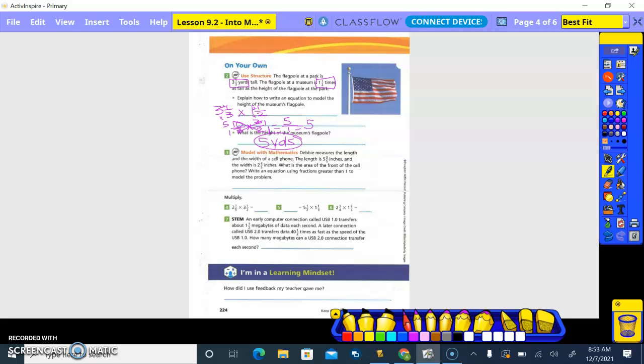Okay, so number 3, model with mathematics. Debbie measures the length and width of a cell phone. The length is 5 3/5 inches, and the width is 2 4/5 inches. What is the area of the front of a cell phone? Write an equation using fractions greater than 1 to model the problem. So this one, do they want our quadrant? No, they just want us to convert our mixed numbers to improper fractions, right?